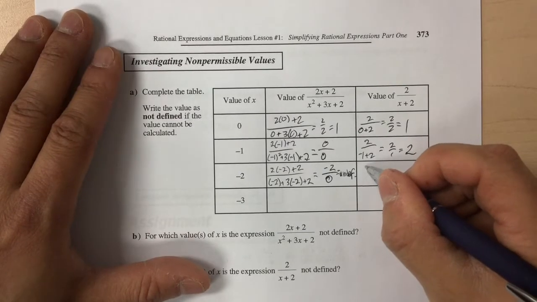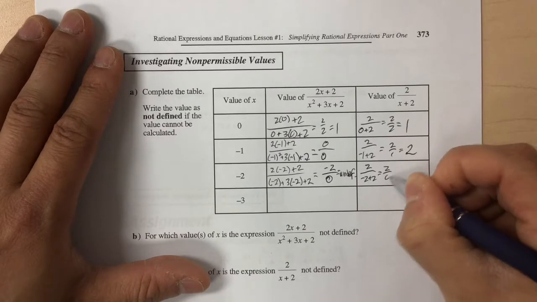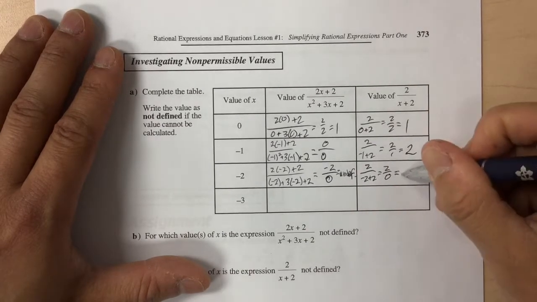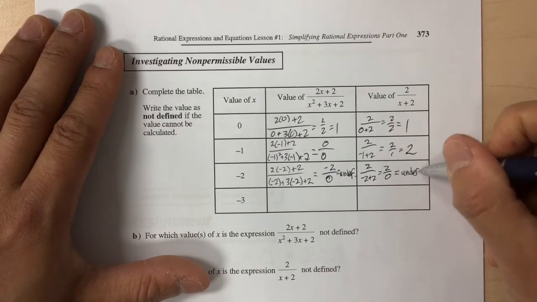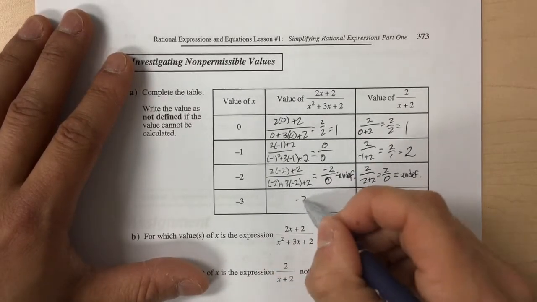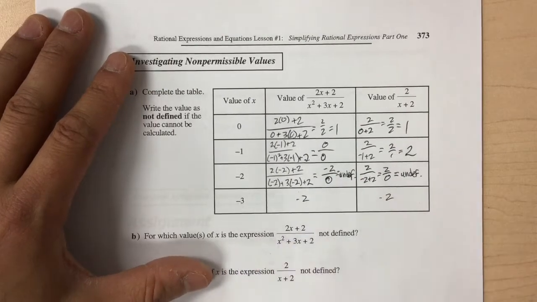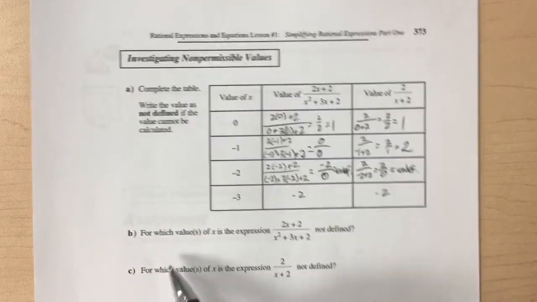In this similar fashion, 2, negative 2 plus 2, again we're left with 2 over 0, and this is also undefined. And then down here, we're going to be left with negative 2 and negative 2 if you plug the negative 3 in. Now, let's answer these questions.